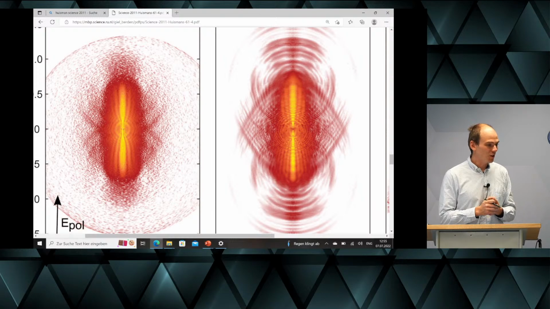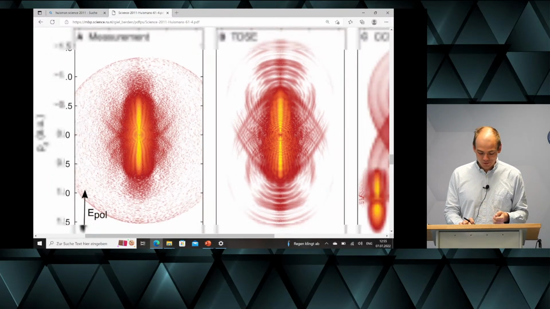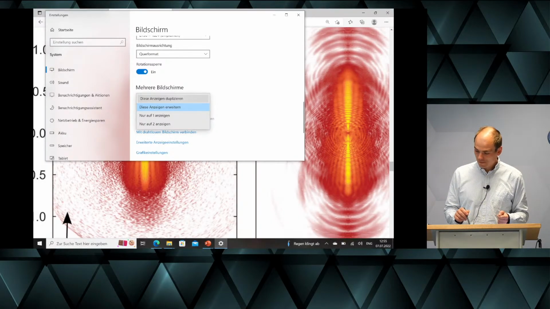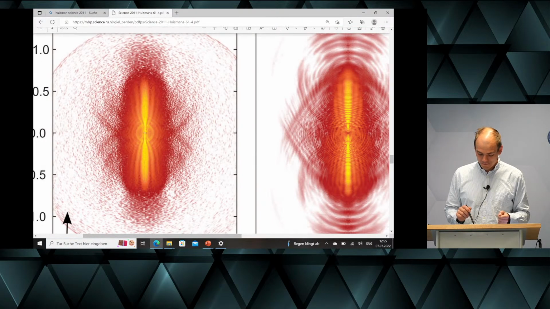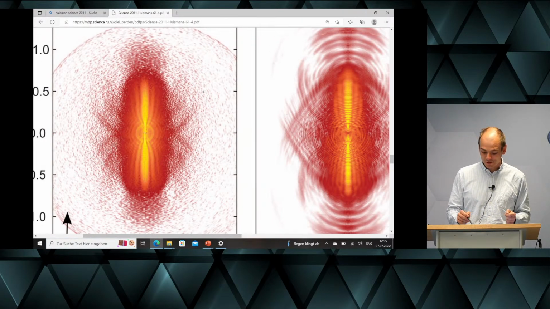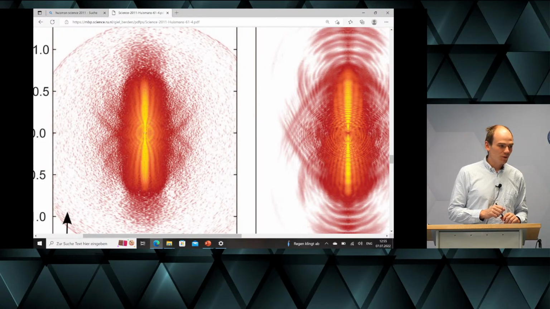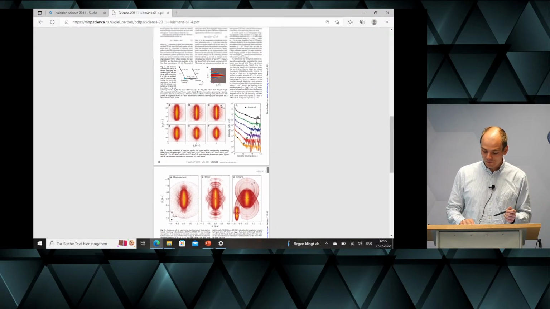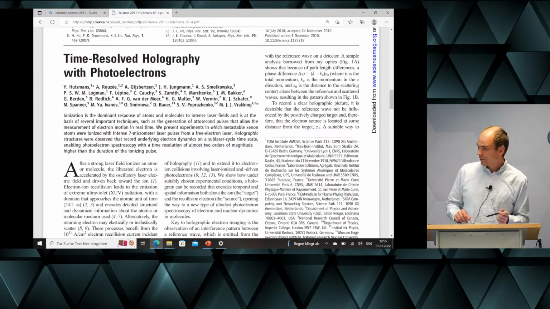this terminology of photoelectron holography was introduced, and they see here really an unprecedented number of these holographic interference fringes, and this was an unusual scenario in which this measurement was conducted. Namely, they used a free electron laser. This is the paper title.